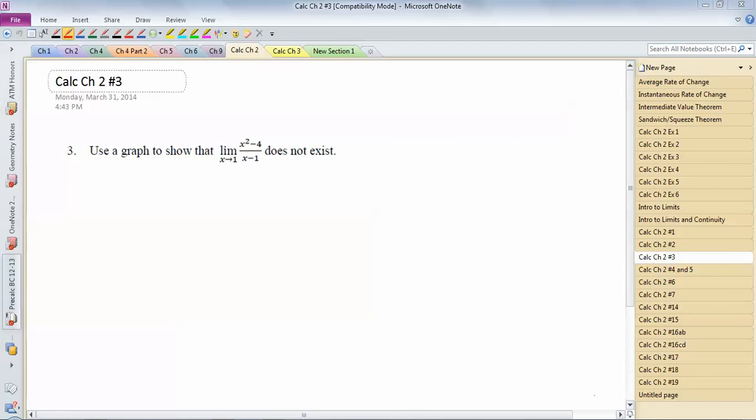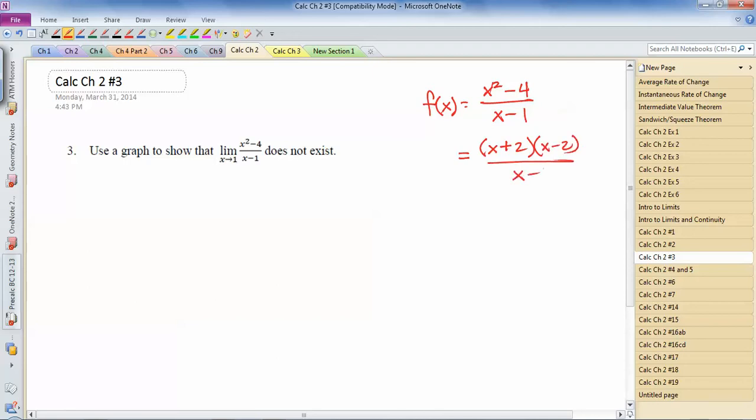Okay, so in this one, we're trying to use a graph to show that this limit doesn't exist for that function. So this function right here, if I write over here, f of x equals x squared minus 4 over x minus 1. Now, technically, I could put this on a non-calc part of a test, because you could graph this by hand, x plus 2, x minus 2, over x minus 1.